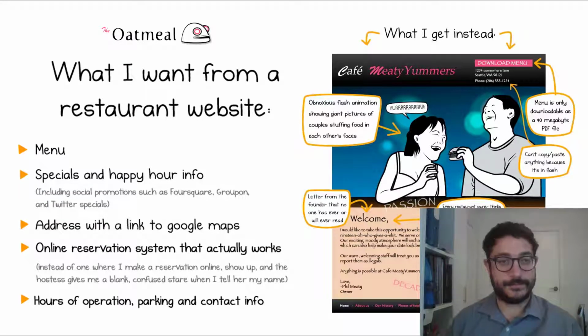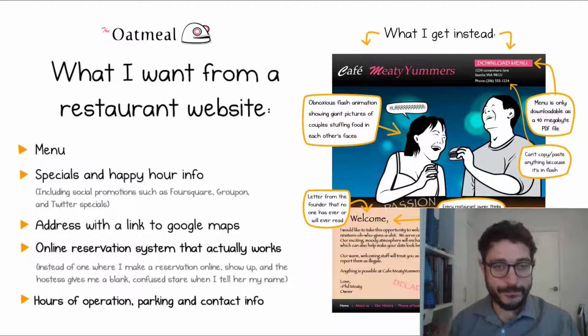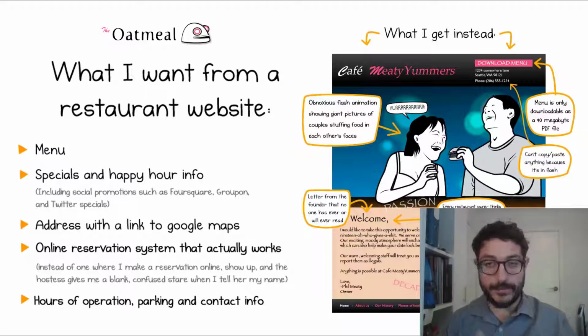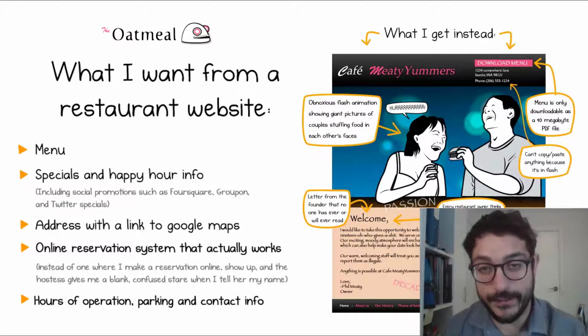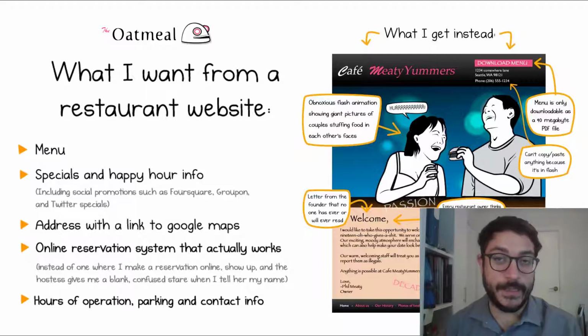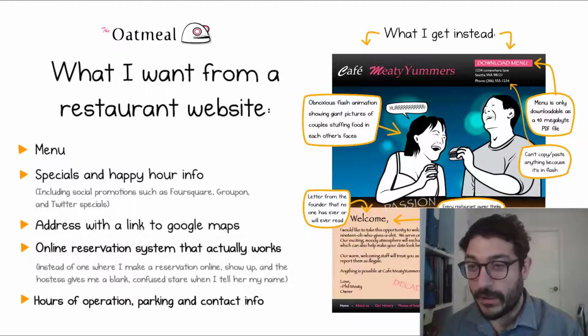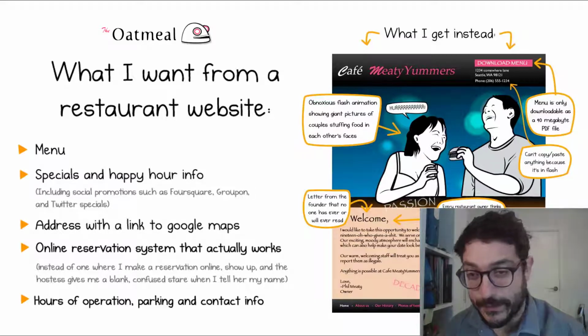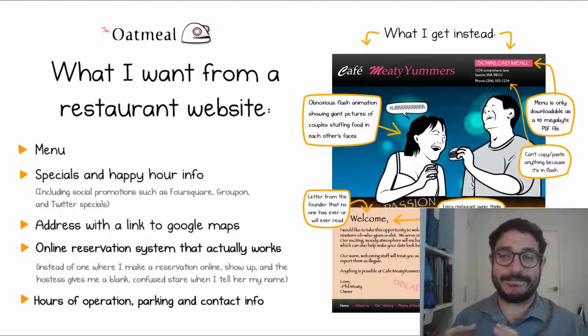Let's have a look at this. This is where we can start thinking about reality versus actual needs. Think about a restaurant website. On a restaurant website, you have these kinds of things. You have these animations, you have this downloadable menu, which is probably 40 megabytes. And this happened to me a lot of times. You can't copy and paste because it's Flash. Letter from the founder. So it's really not what you need.